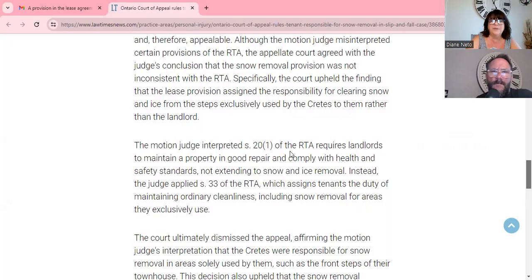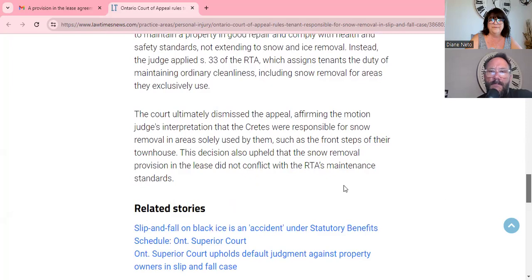So it says the motion judge interpreted the RTA as requiring landlords to maintain a property in good repair and comply with health and safety standards, not extending to snow and ice removal. Instead, the judge applied S.33 of the RTA, which assigns tenants the duty of maintaining orderly cleanliness, including snow removal for areas they exclusively used. The court ultimately dismissed the appeal, affirming the motion judge's interpretation that the Creets were responsible for snow removal in areas solely used by them, such as the front steps of their townhouse.